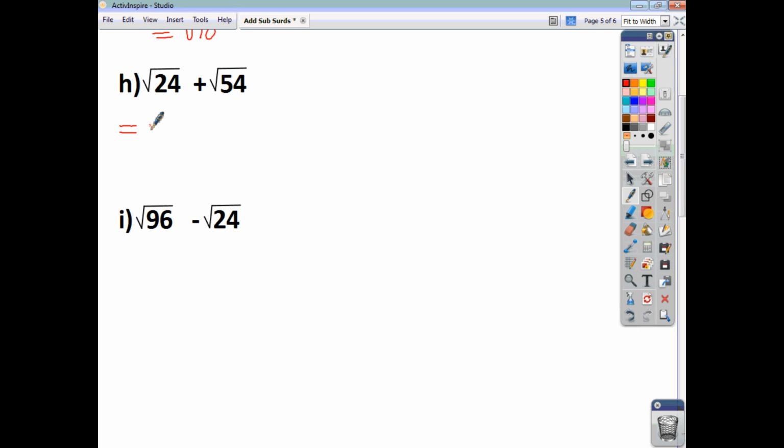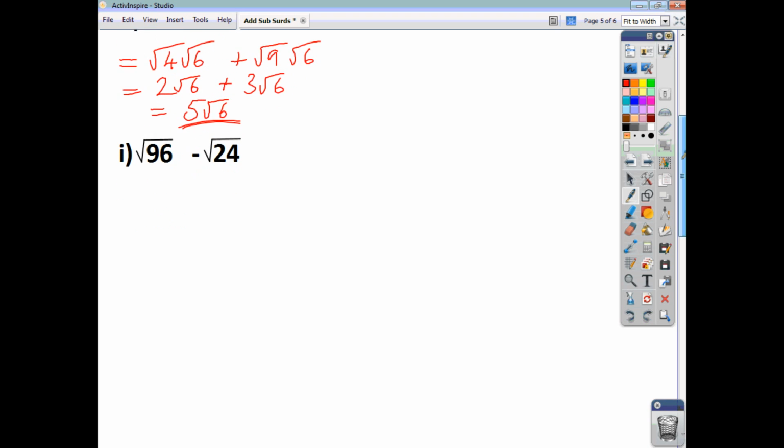What goes into 24? Square numbers, you get 4 being a square factor of 24. And square factors of 54, well, 9 goes into it. 9 sixes are 54, so root 9 times root 6. So you can think of that as 2 root 6, and you're adding 3 root 6, and that leaves you with 5 root 6. And that's you finished.